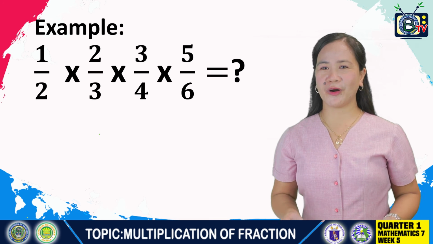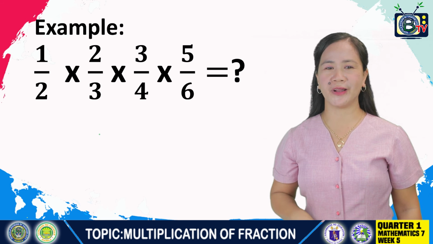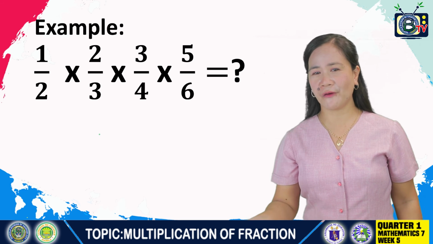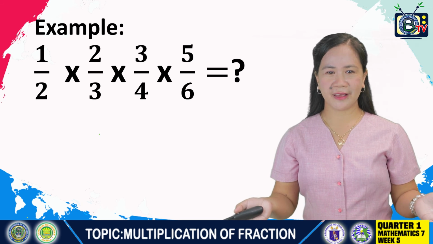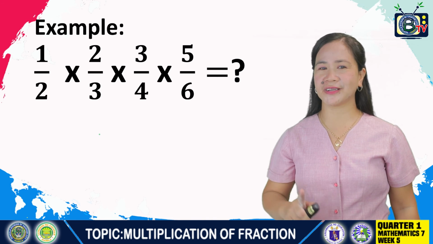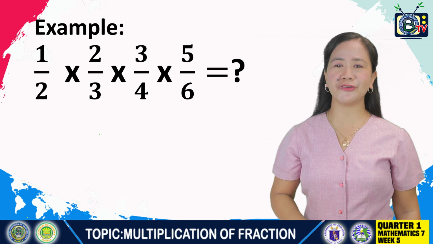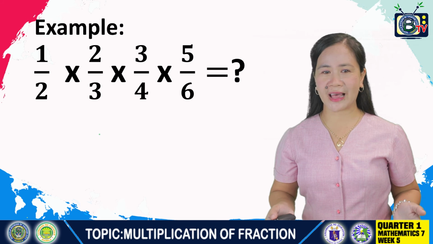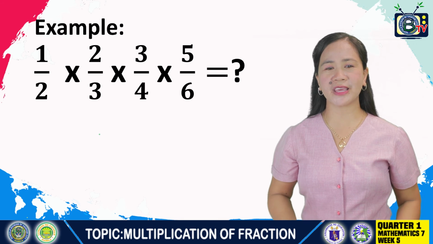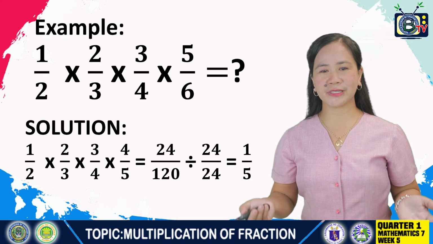Now let's practice more. What if we have more than 2 fractions to solve? Like for example, 1/2 times 2/3 times 3/4 times 4/5. Find the product. Don't worry, class. Just follow the rules. No matter how many fractions are given, just multiply all the numerators, multiply all the denominators, and simplify.